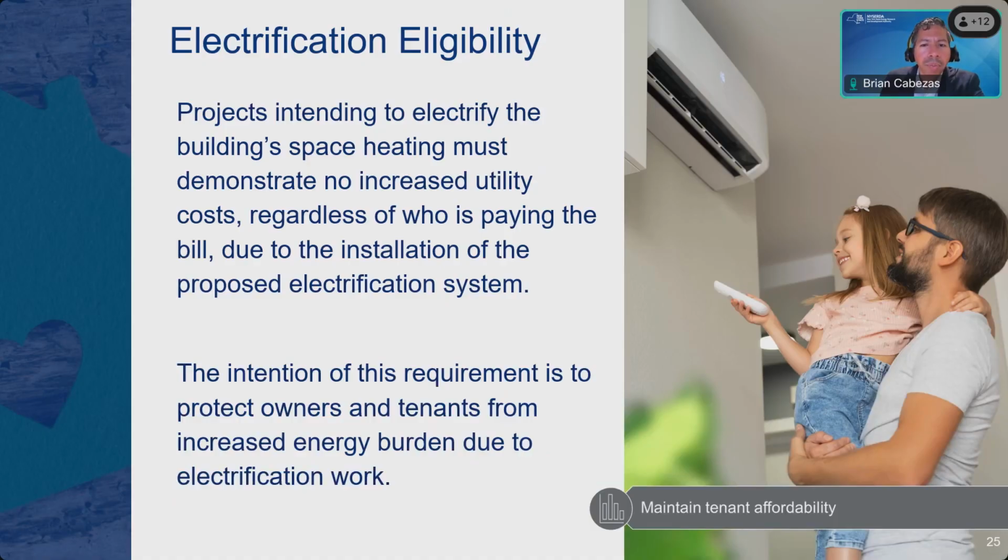Great. So now I just wanted to talk a little bit about electrification eligibility. So electrification is a measure. There's a series of measures for space heating that could be included in the program, but we really just want to emphasize that projects that are intending to electrify the building space heating must demonstrate that neither the building owner nor the tenant will have increased utility costs due to the installation of the proposed electrification system. And this is really speaking to the goal of maintaining tenant affordability. These requirements are really intended to protect the owners and tenants from any increased energy burden due to electrification work.